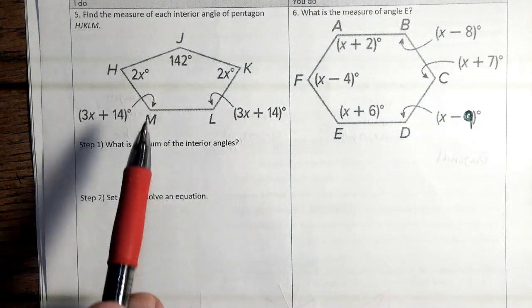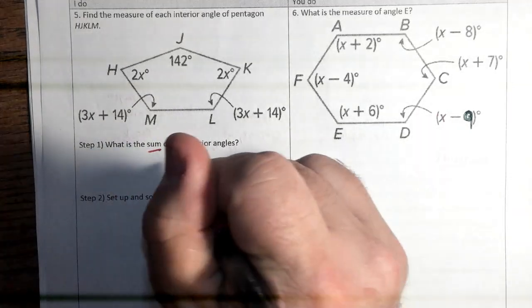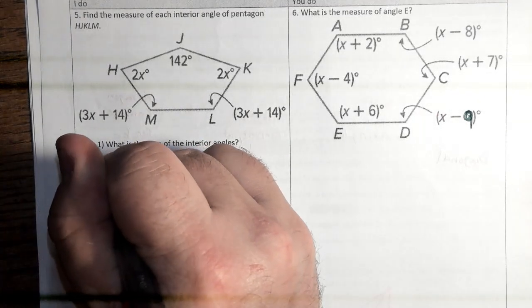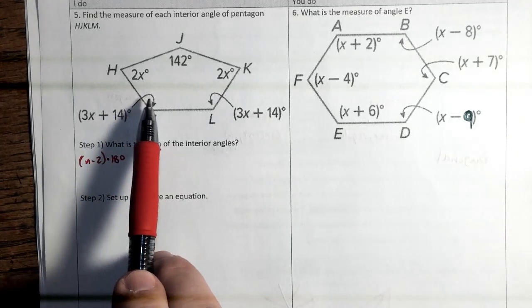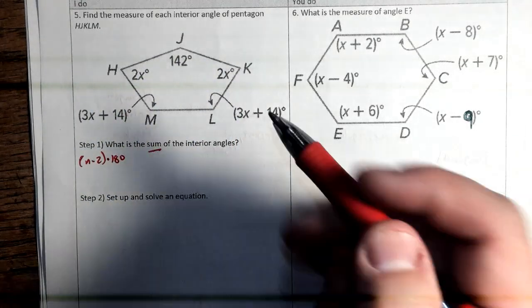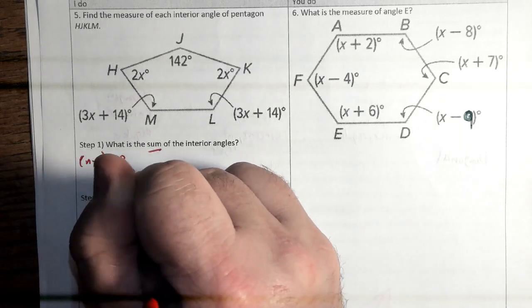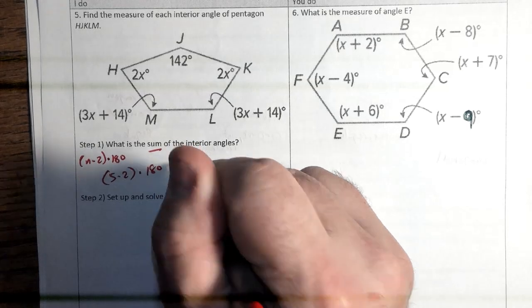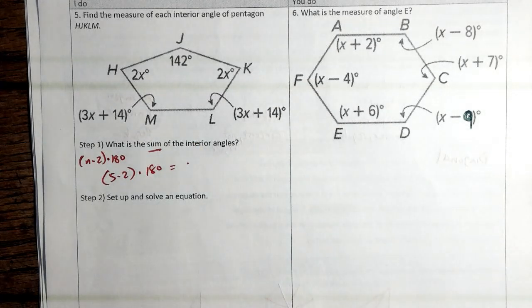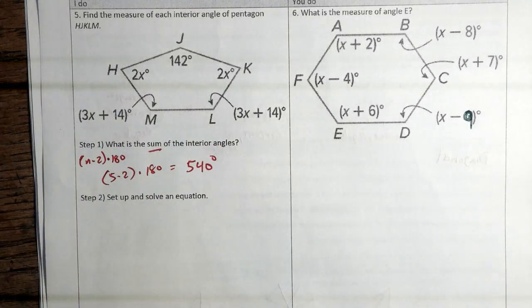So step 1, we're going to find the sum of the interior angles. That's how we're going to find that: n minus 2 times 180. So here we have 1, 2, 3, 4, 5. It's a pentagon, so 5 minus 2 is 3, and 3 times 180 is 540 degrees. So that's our total.